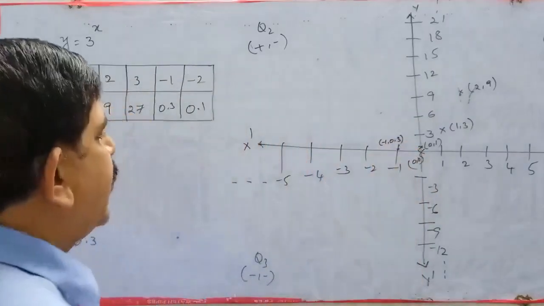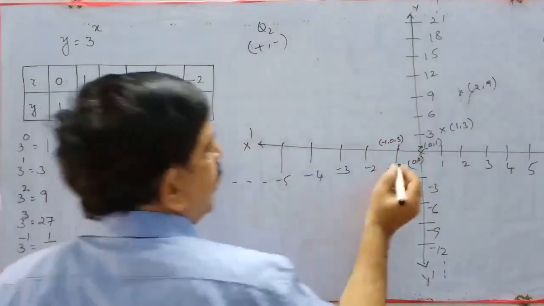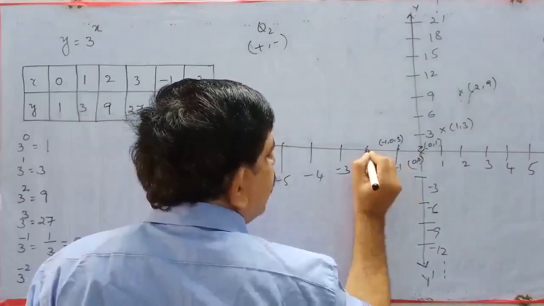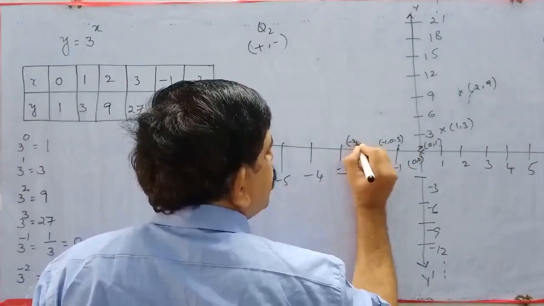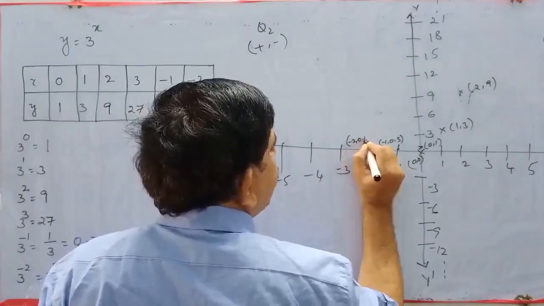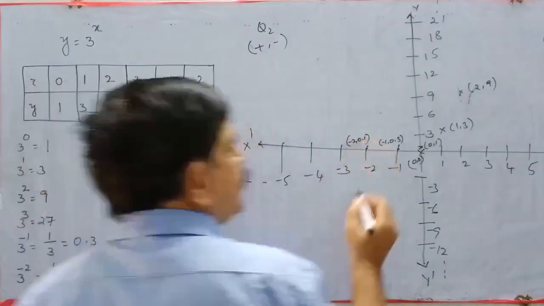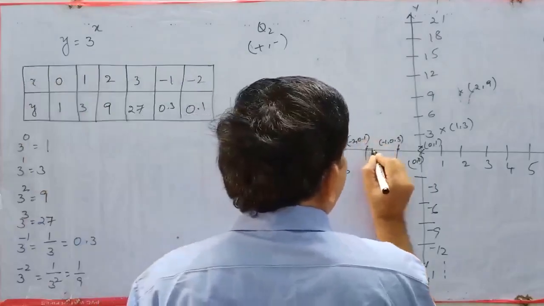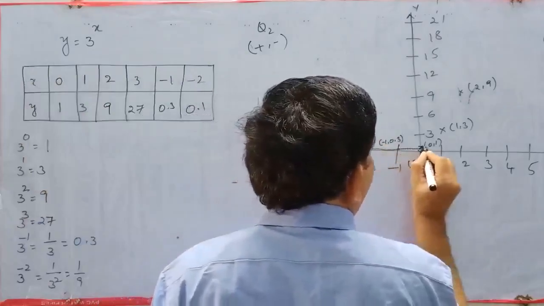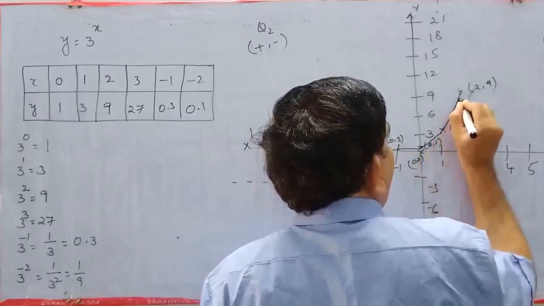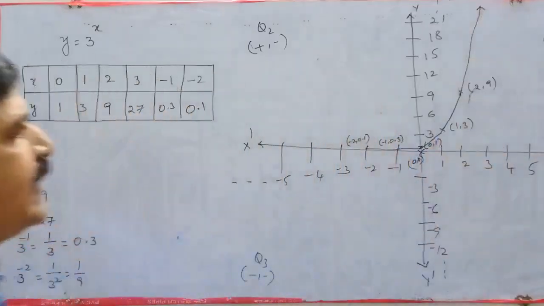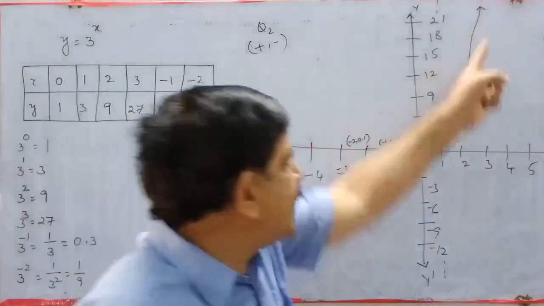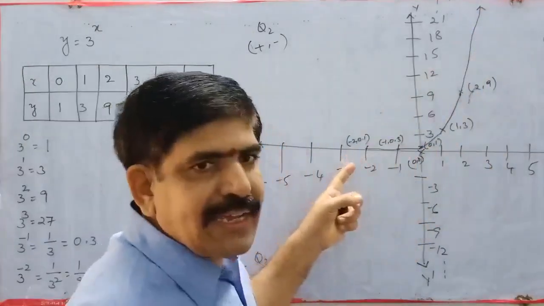Okay. Next one, minus 2, 0.1. So minus 2 comma 0.1. So it never touches the x-axis. Okay. Now join all these points. Okay. So like this you will get the graph, and this graph never touches the x-axis.